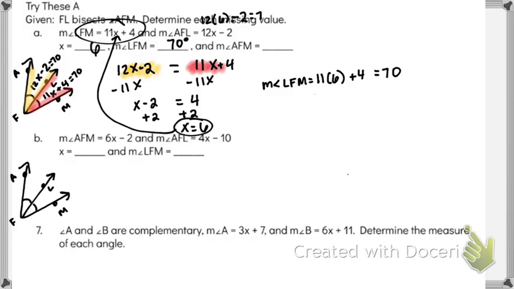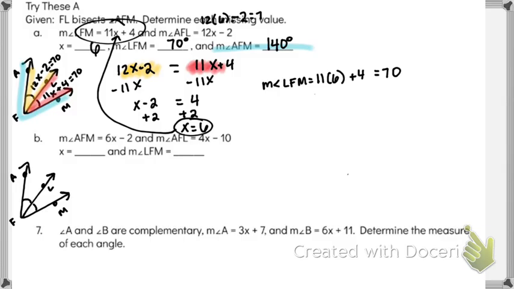Now, for this question, it is asking me for the full thing. The full thing is AFM, so in order to get that, I take that 70 and that 70, add them together, and that would be 140 degrees. All right, B.